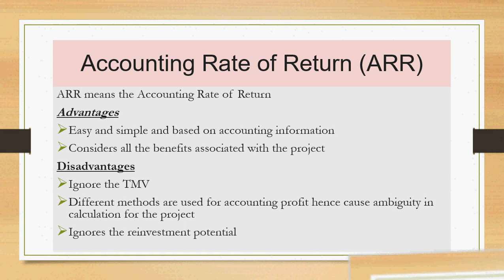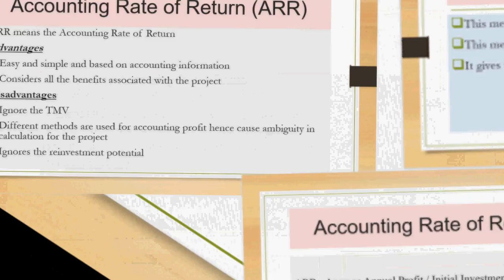Different methods are used for calculating accounting profit. So there is a vagueness in the calculation of project profit. The third disadvantage is that it ignores the reinvestment potential. So these are the advantages and disadvantages of accounting rate of return.